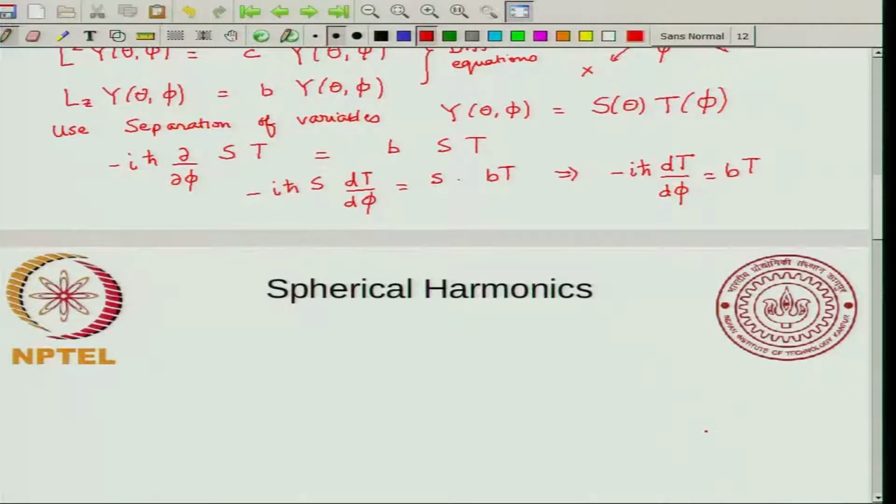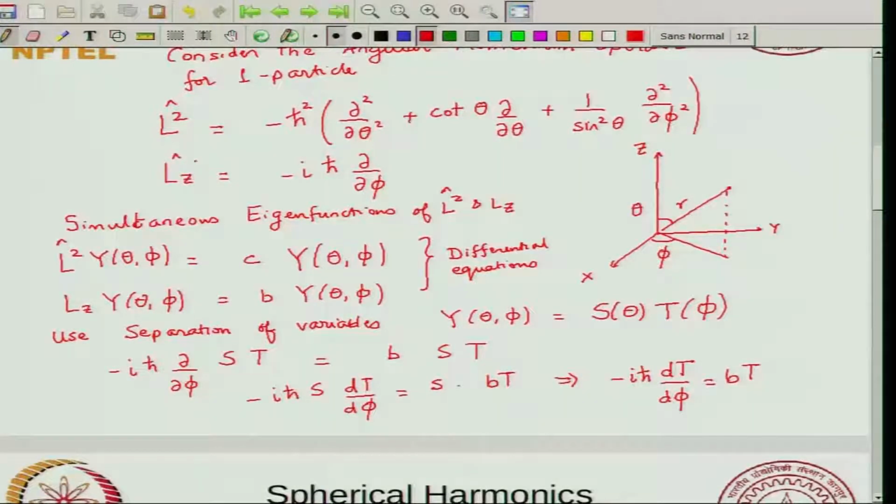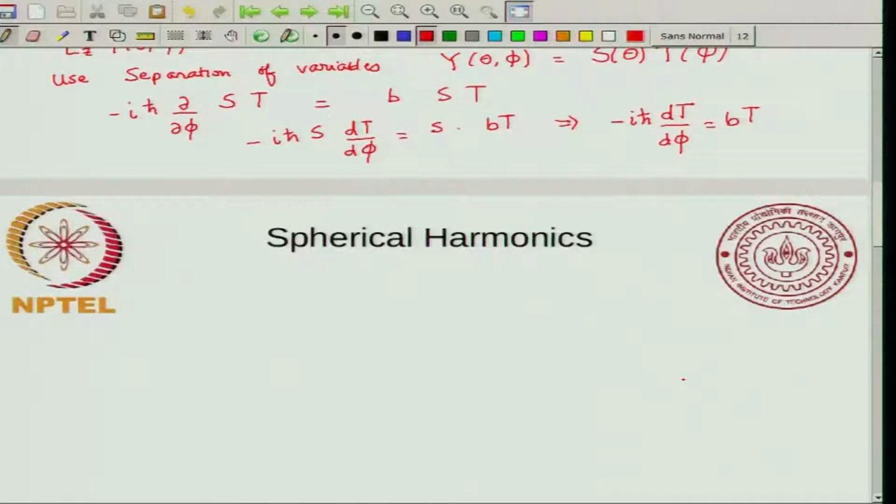Notice that by separation of variables you went from a partial differential equation, because Lz and L square involve partial derivatives. So Lz gives a partial differential equation for psi, and from that you went to an ordinary differential equation for T.